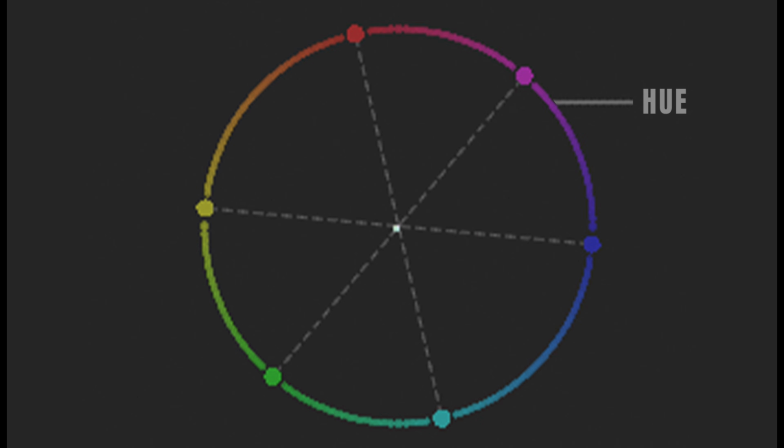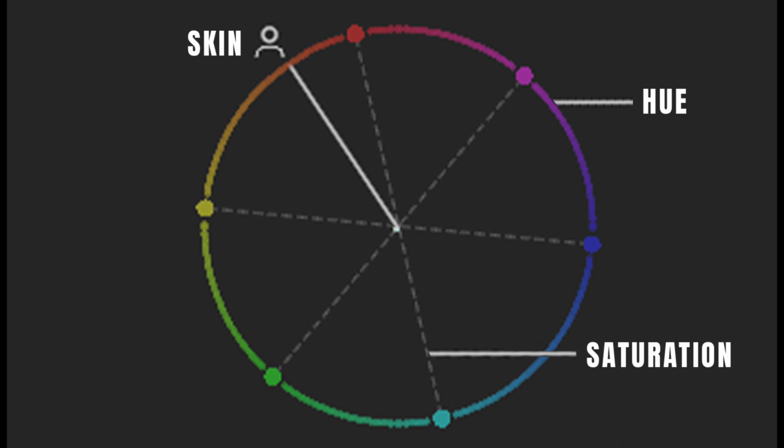The outer circle represents hue, with each direction corresponding to a different color. The dashed rings indicate saturation levels, from low in the center to high toward the edge. There's also a skin tone line that serves as a reference for evaluating natural skin tones.